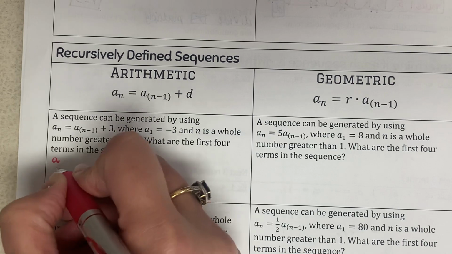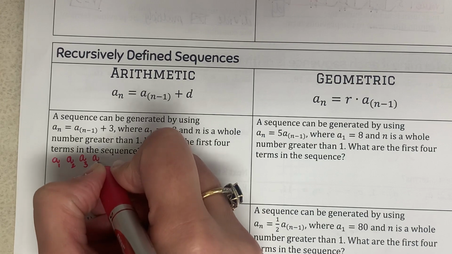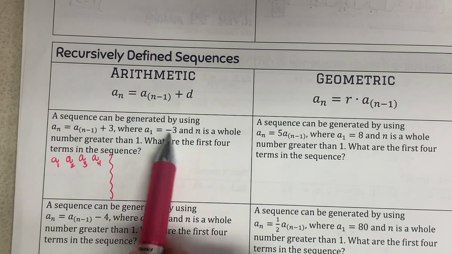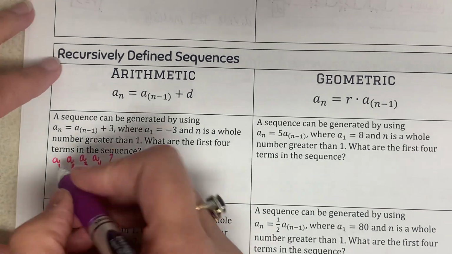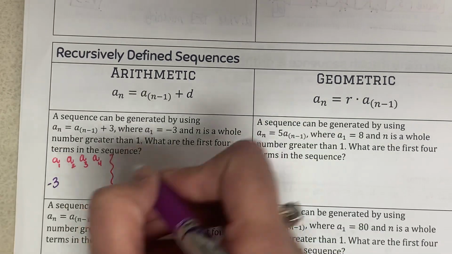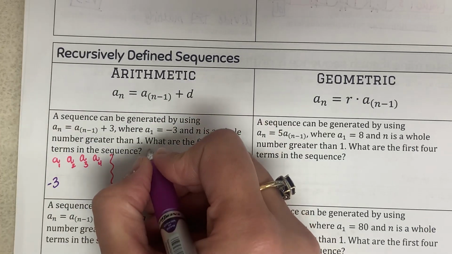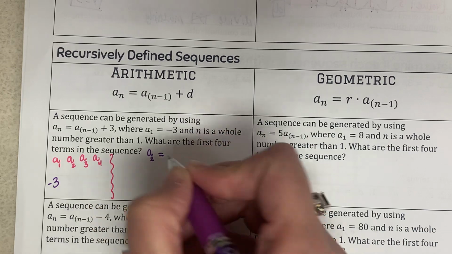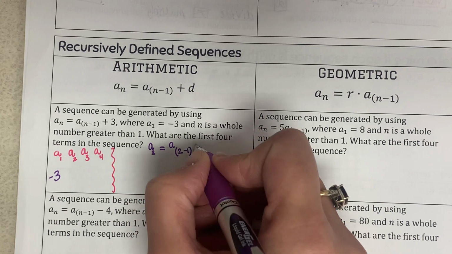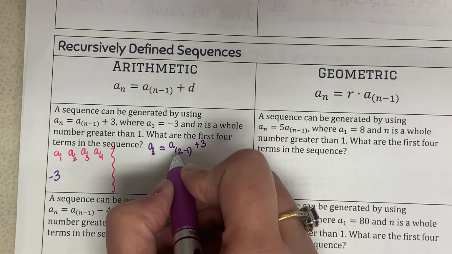So you have to find first four terms. So I need a1, a2, a3, and a4. This is what my goal is. I have the first term only, which is the negative 3. So I have to find a2. So use that formula, and this time I already know n is 2. So a2 is equal to a of 2 minus 1 plus 3. So 2 minus 1 is 1.